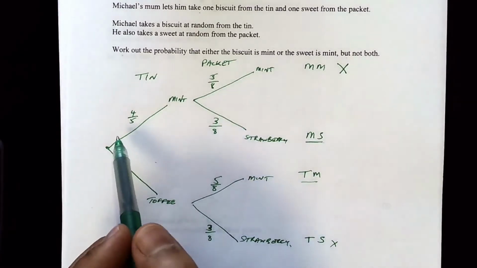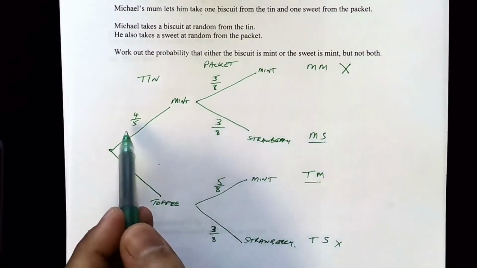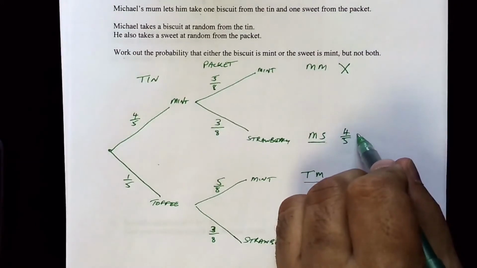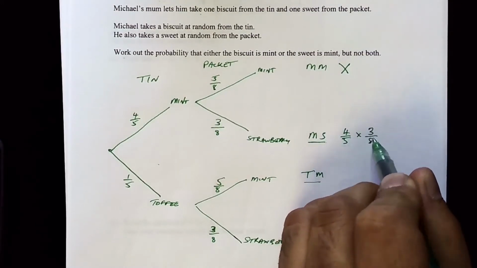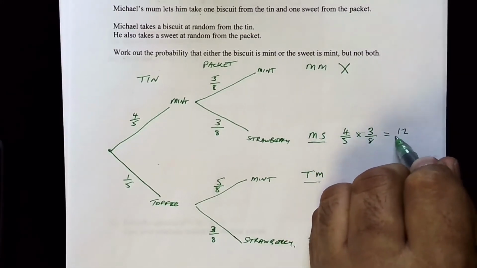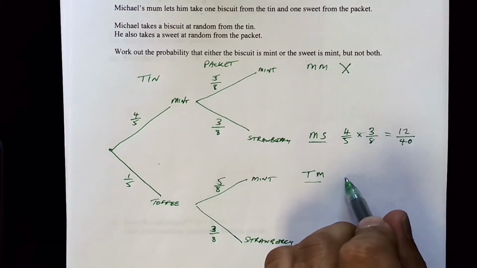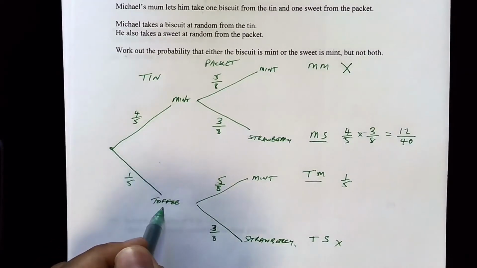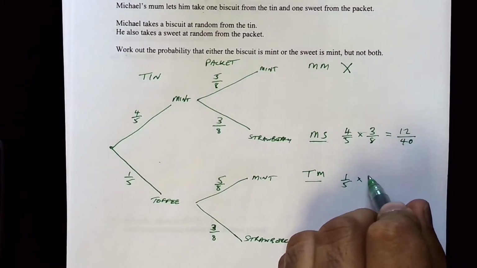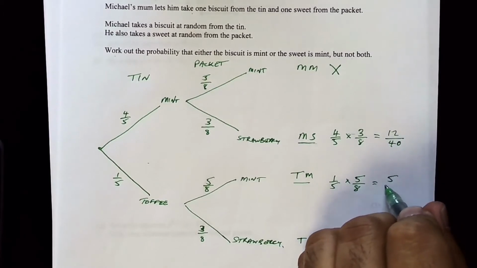So for probability trees, as you go across, we're going to multiply these fractions. So for the mint strawberry, it's 4/5 times 3/8, and we work it out, which is equal to 12/40, and for the toffee mint gives us 1/5 times 5/8, which is equal to 5/40.